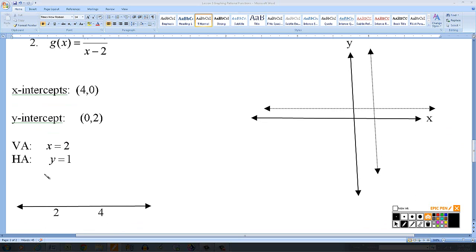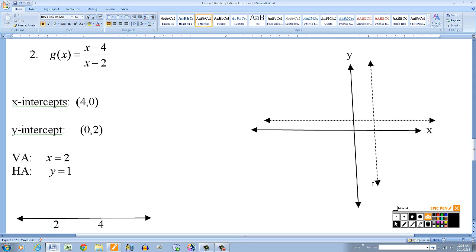Again, what I do is I plot on the number line the zeros of the numerator and the zeros of the denominator. So the numerator was 0 at 4, there's my 4. The denominator was 0 at 2, there's my 2. And then I simply determine the sign of the function on each of the intervals formed by these numbers.